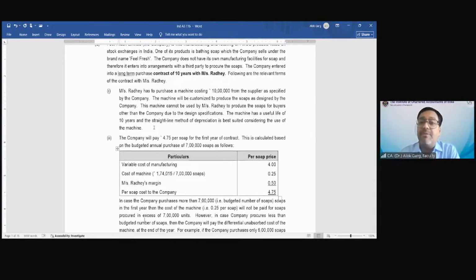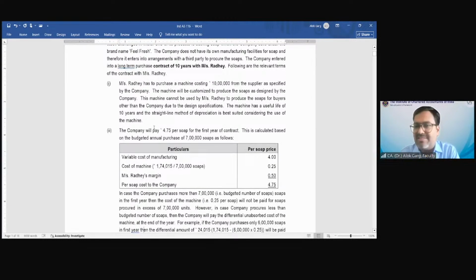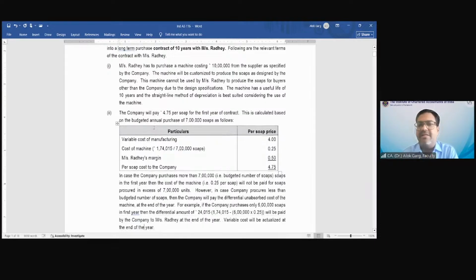And now how will the company pay? So what is the lease term? In this case, it is 10 years. The contract is 10 years, and Radhe has purchased a machine for rupees 10 lakh and the life of the machine is 10 years. The company will pay rupees 4.75 per soap for the first year of contract.